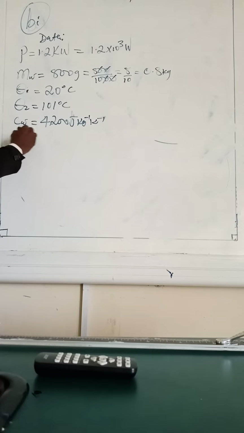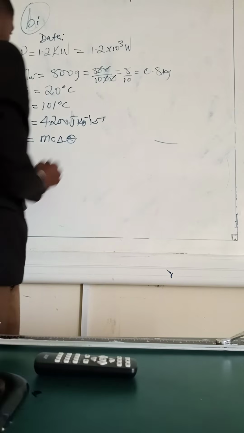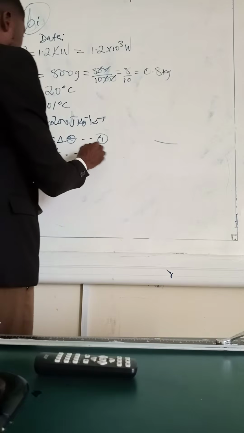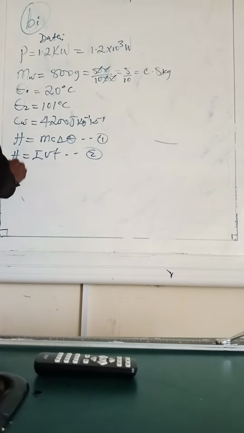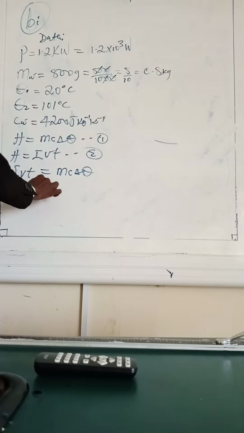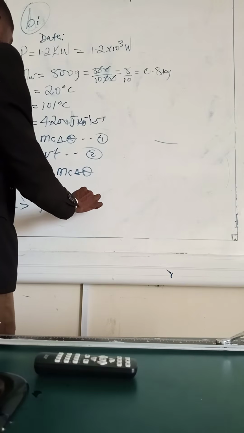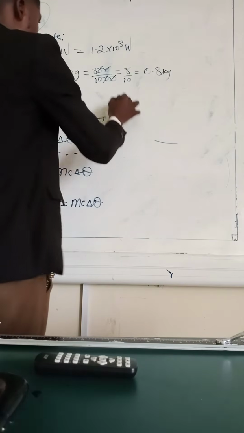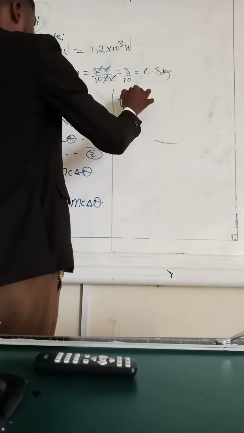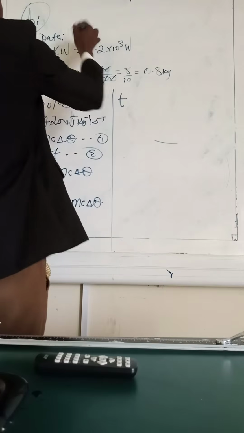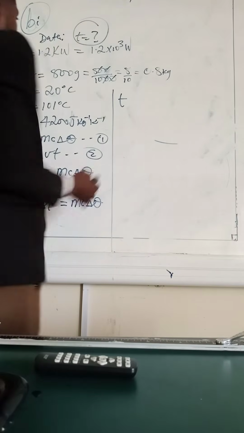The next thing is the equation. We recall that H is equal to MC change in theta. Call this equation 1. Also H is equal to IVT. Call this equation 2. So we equate equation 1 with equation 2: IVT is equal to MC change in theta. And you know that power P is equal to IV. So this implies that PT is equal to MC change in theta. T was not given, so we have to calculate for T.